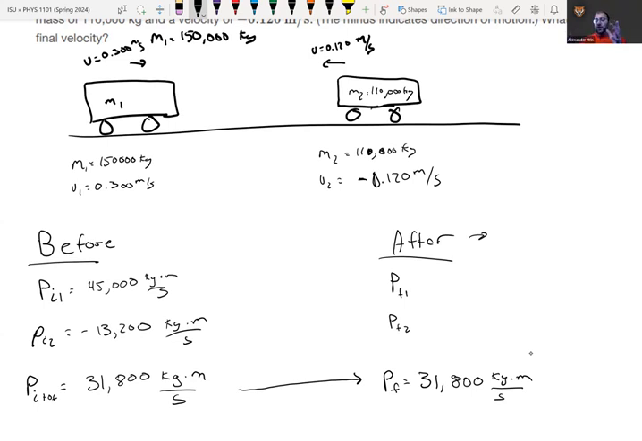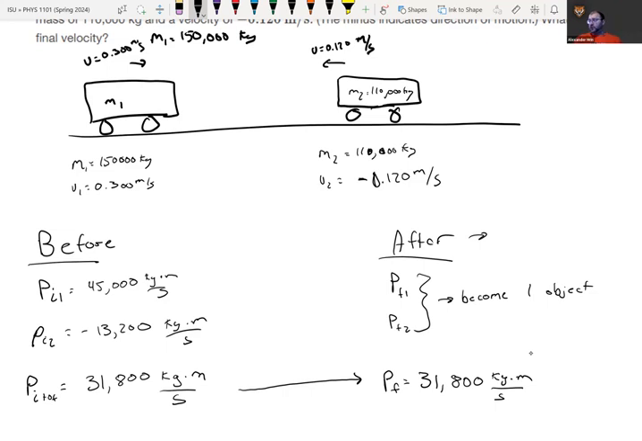Now, when finding the individual things, what we need to realize is that they've effectively become one object. And this is a certain type of collision. We'll get to that in a minute.